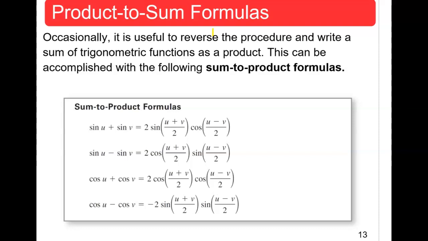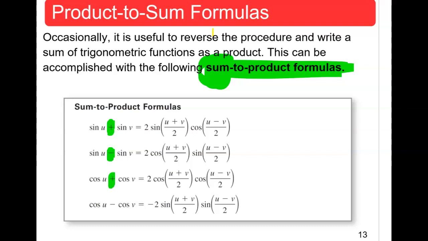Just like we had the product-to-sum formulas on the previous slide, we can see on this slide that we are going to have the sum-to-product formulas. And we call them that because first we have a sum or a difference, but remember that's the same operation. Subtraction is the same as adding, but negative numbers. And so with a sum, we turn those into products.